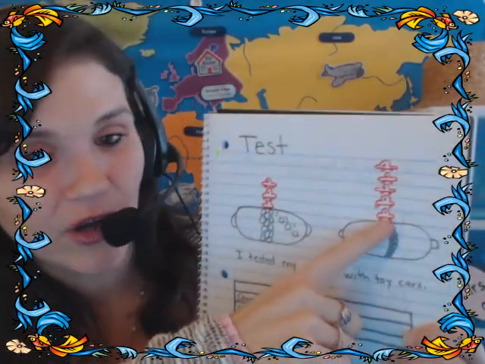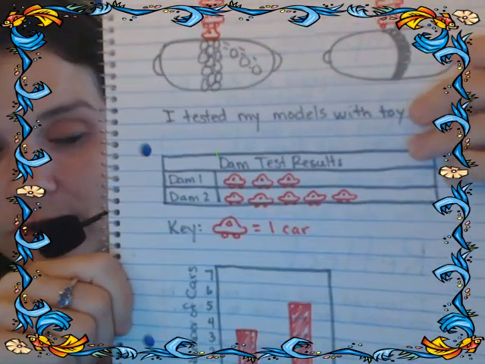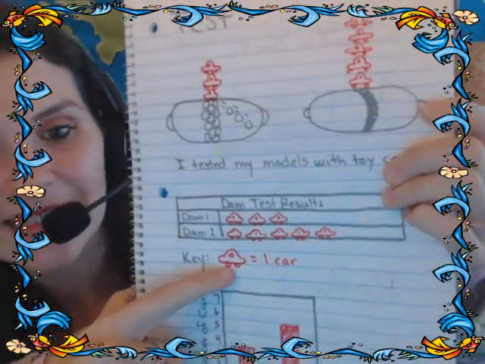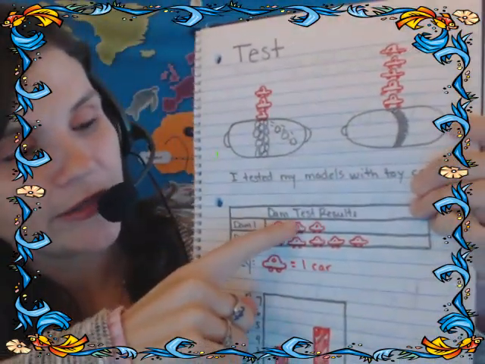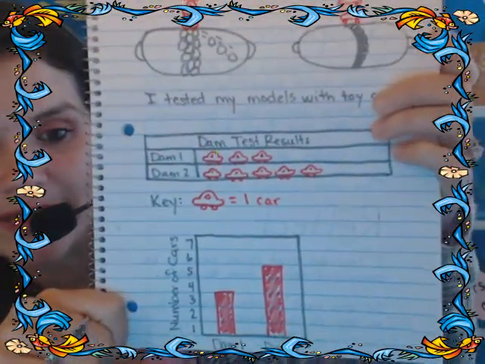So my dam did not shift or move when I stacked those cars on top. Here are my dam test results. I made a pictograph. Down here there's a key and it says toy car equals 1 car. For dam 1, 1, 2, 3 cars is what I was able to stack. And for dam 2, 1, 2, 3, 4, 5 cars is what I was able to stack.